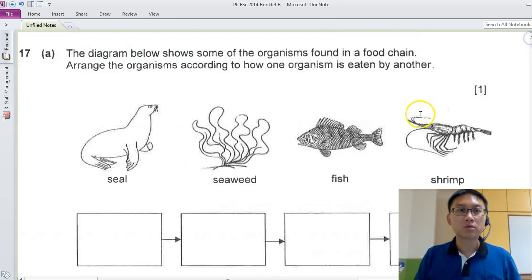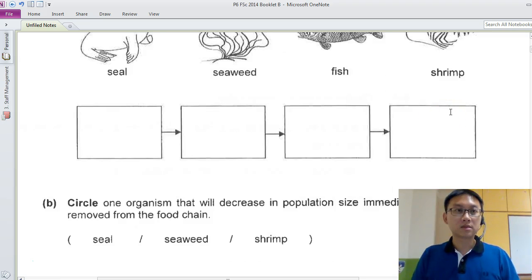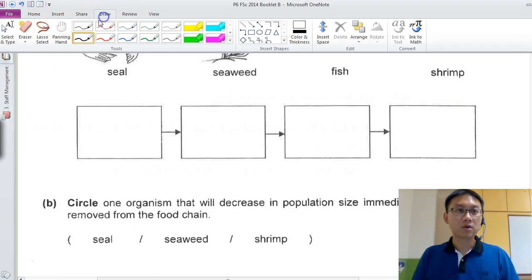So the diagram below shows some of the organisms found in the food chain. You can see four organisms there. You're supposed to arrange the organisms according to how one is eaten by another. So essentially what I need to form is my food chain. Okay, so let's try.